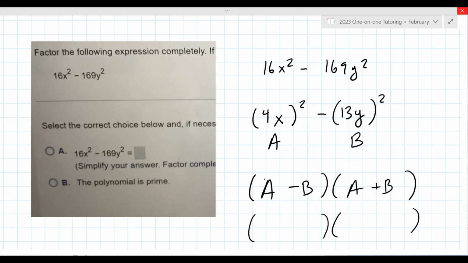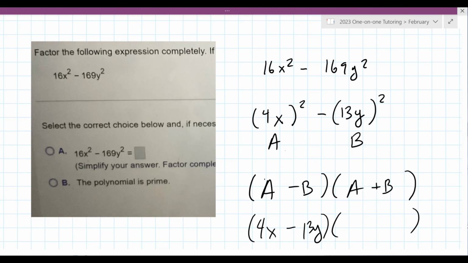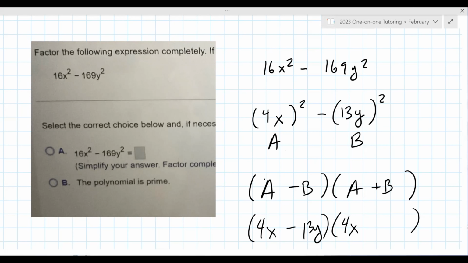Four x squared. So just the 4x minus, and what's the b? It's just what's in parentheses. Yeah, 13y. And then what about the other position? 4x plus 13y. Yes, perfect.